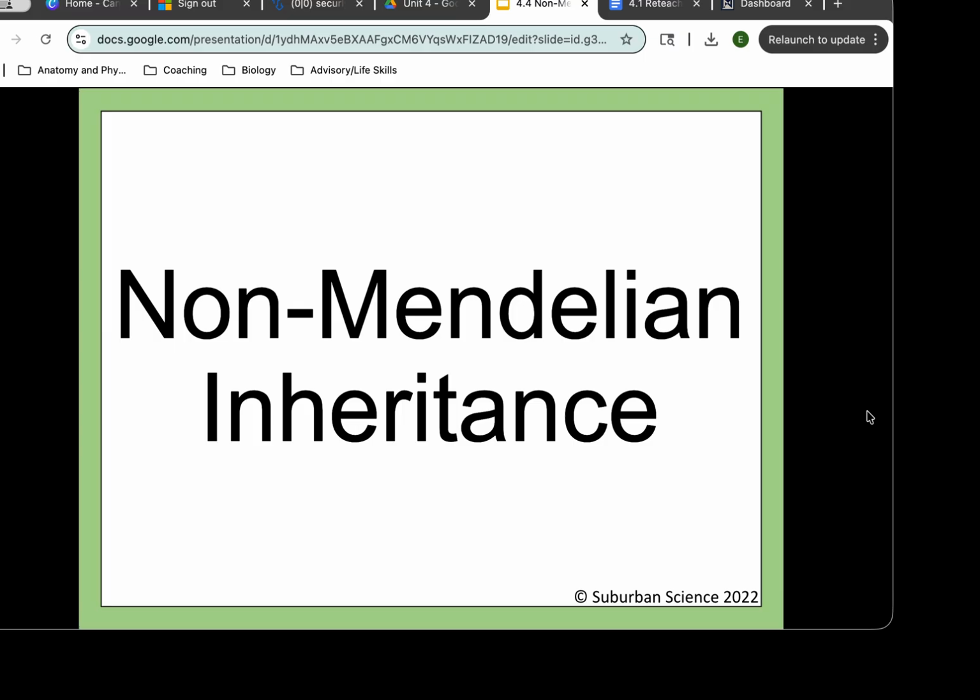But we also said pretty regularly that this was not, in fact, how most genes work, especially when we're talking about humans or more complicated things, right? Everything in the world is not one thing or the other. So what we're going to look at today are a couple of different inheritance patterns that don't follow Mendel's rules. There's no clear dominant or recessive trait.